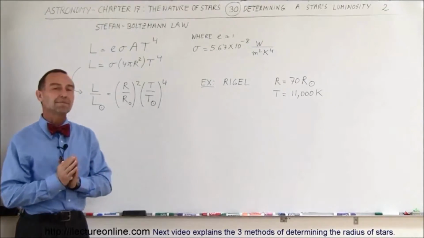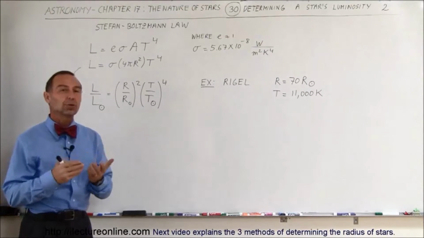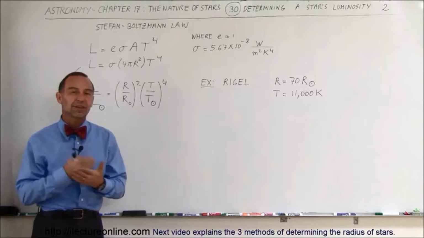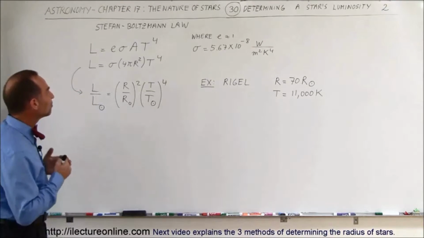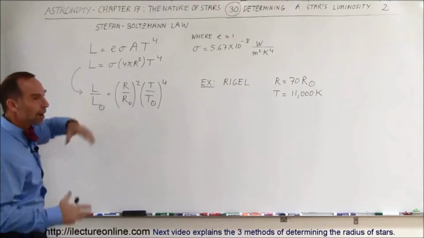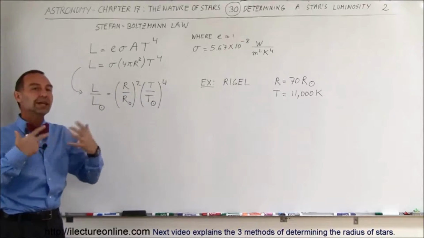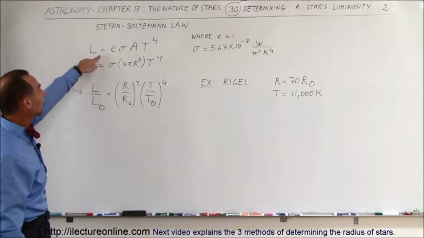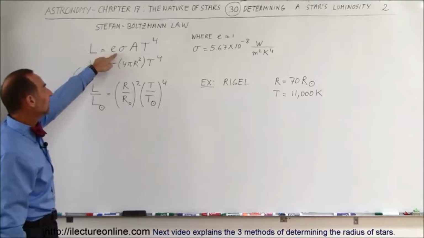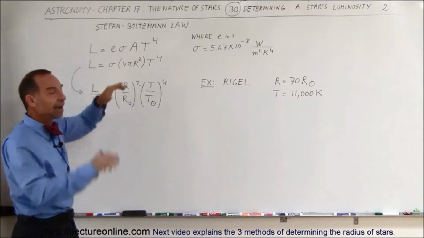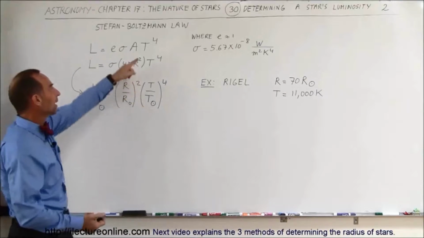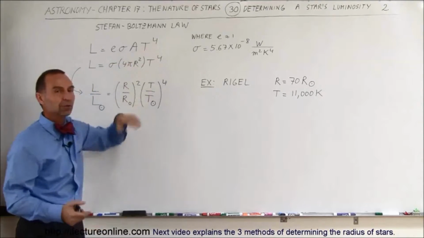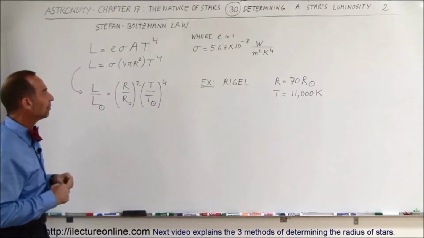Welcome to Electron Line. Another way in which we can determine the luminosity of a star is using the Stefan-Boltzmann law. The Stefan-Boltzmann law determines the power output, the energy output of any object based upon the radiation. Stars radiate energy, and the equation is equal to the emissivity times the Boltzmann's constant times the surface area of the object times the temperature of the object to the fourth power. Of course, the temperature must be in Kelvin.